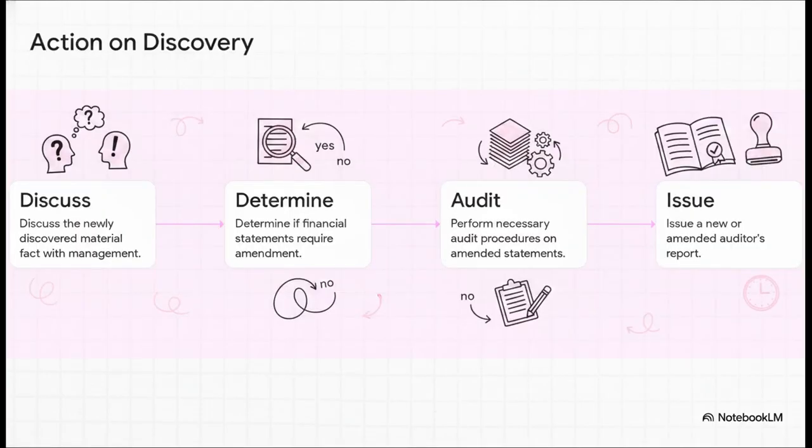But what happens if you're in period 2 or period 3, so after the report is signed, and some massive material fact suddenly comes to light? Well, the standard gives us exact chronological steps. Step 1, you've got to discuss the matter with management. Step 2, determine if the financial statements actually require an amendment. If management agrees to amend them, you move right to Step 3, which is performing the necessary audit procedures specifically on those amended statements. And finally, Step 4, you issue a new or amended auditor's report.